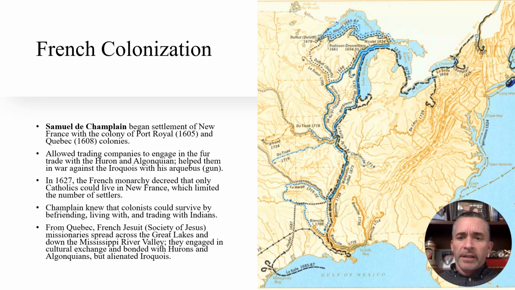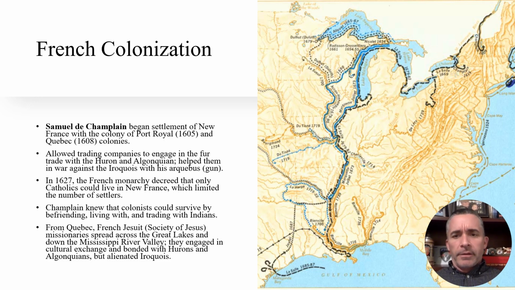Champlain came into contact with the Iroquois, who were the historic enemies of the Huron and the Algonquin. Champlain himself actually fought in a war against the Iroquois with the Huron and Algonquin. He used a firearm known as an arquebus, and after shooting a couple of people in the Iroquois tribe, they retreated in panic.